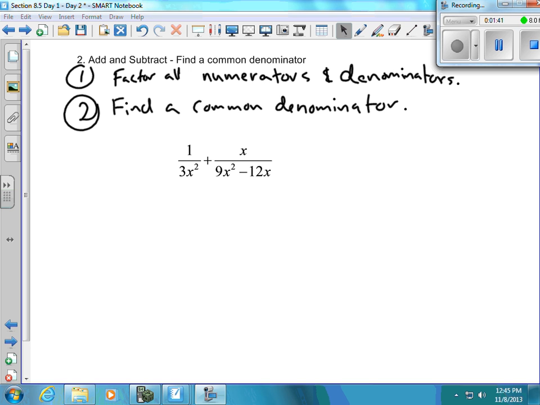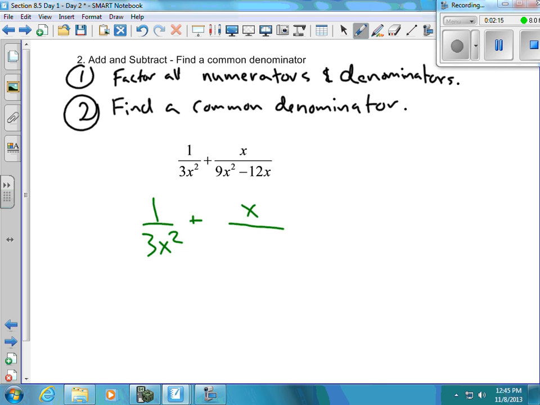Step 1, factor all numerators and denominators completely to find a common denominator throughout the whole problem. So in this problem, 1 over 3x squared plus x over 9x squared minus 12x. These are not like denominators. So let's go with the steps that we have here. It looks like on the left side, 1 is factored and 3x squared is factored. So I'm just going to rewrite those. Nothing more we can do with those. Same thing with the x.